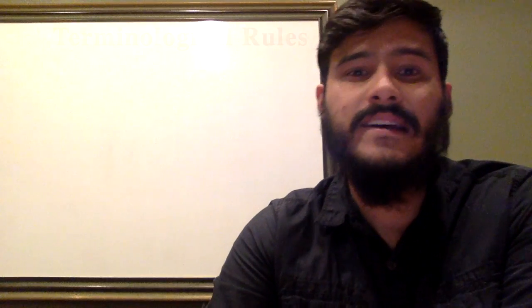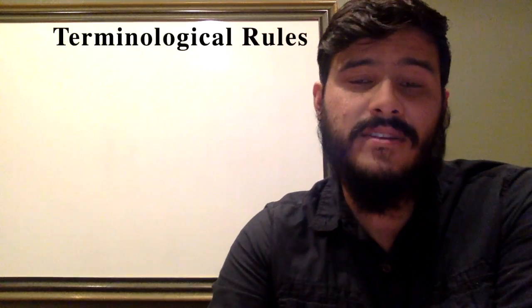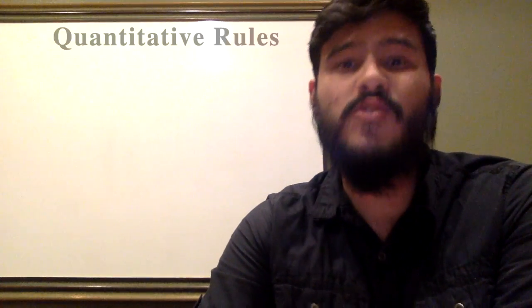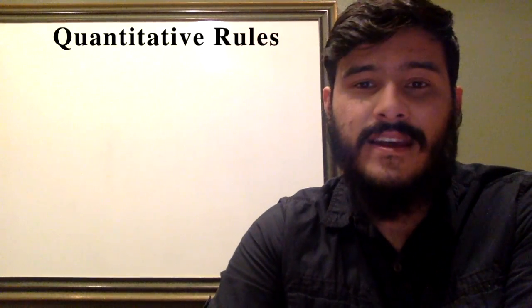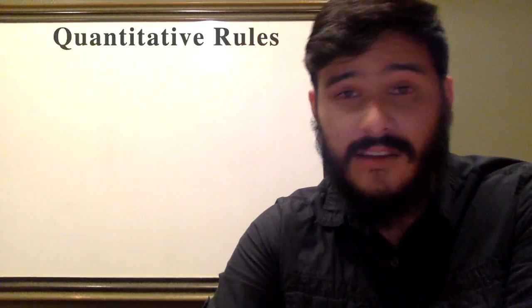The first 2 we covered in the last chapter. They are the terminological rules. They have to do with the terms of the argument. 1, there must be 3 and only 3 terms. 2, the middle term must not occur in the conclusion. Now, the next 2 rules that we cover in this chapter are the quantitative rules. These 2 have to do with the quantity of the statements in the argument.